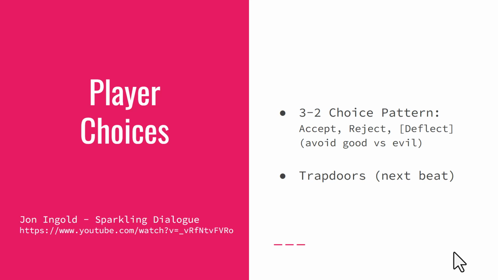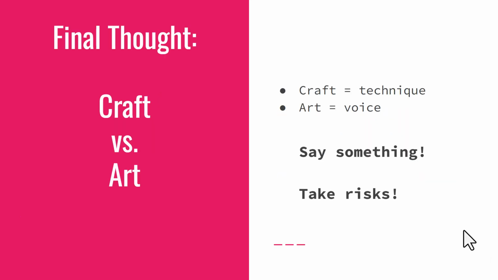And occasionally you will want to build in what John calls trapdoors. That is, ways of skipping past a block of conversation if it's not important to the overall gameplay, and jump to the next beat of it. So that's just another way. Sometimes the accept or reject, or the deflect usually, is your trapdoor to move the conversation along.